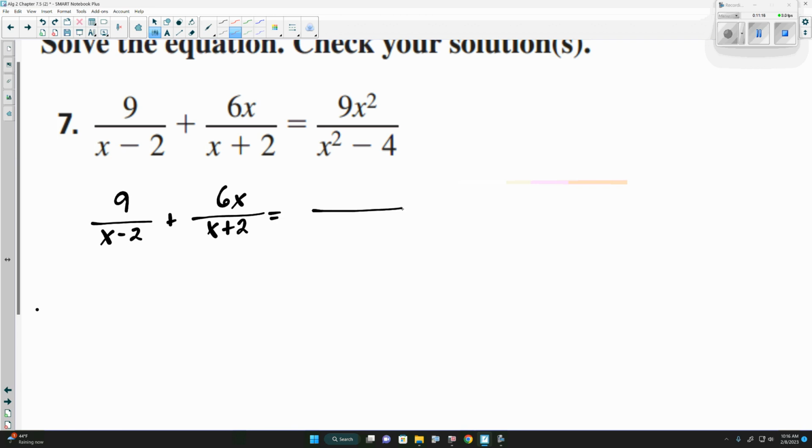Now looking at this one here, out of all 3 denominators, there's only one of them that we actually do need to factor. The other 2 are fine. x minus 2 in our first one is fine. The x plus 2 in the second one is fine. However, we do need to factor the x squared minus 4. Now this is a difference of perfect squares, so that's nice, because this will factor to x plus 2 and x minus 2.